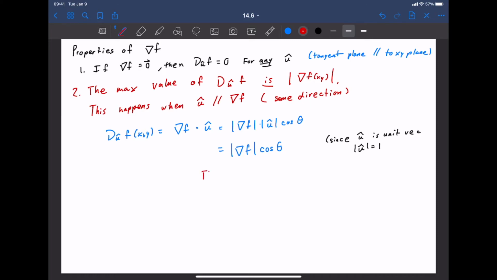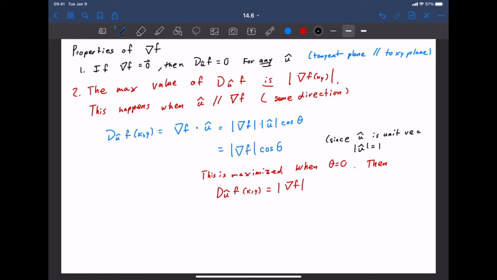This is maximized when theta equals 0. And then the directional derivative would just be the magnitude of the gradient.